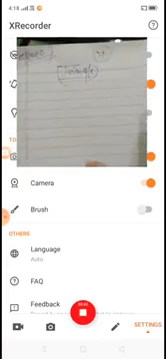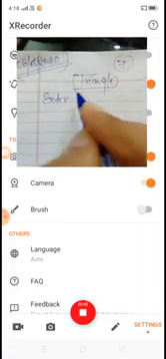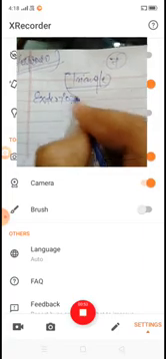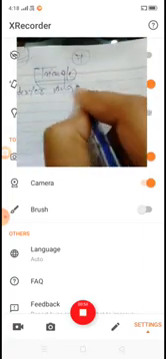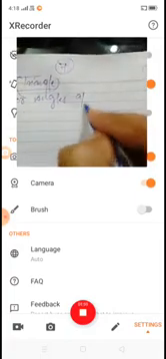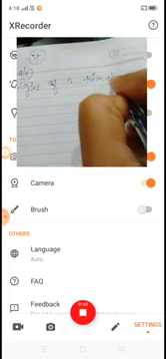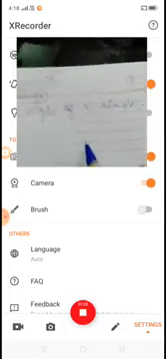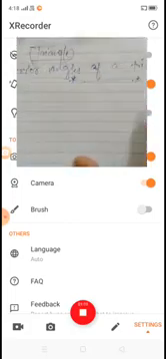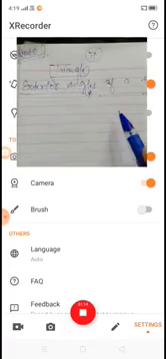And today's topic is exterior angles of a triangle. Exterior angle of a triangle. Okay, what is an exterior angle?